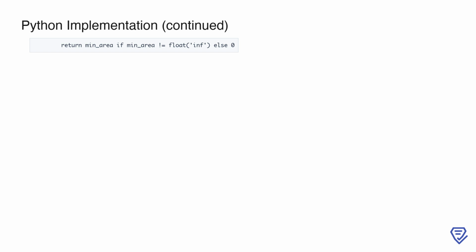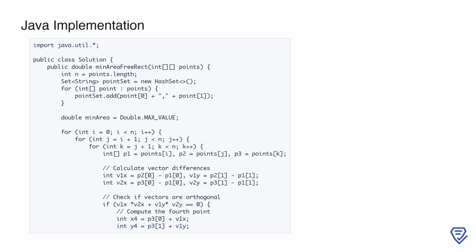To find the magnitudes, we use the square root of the sum of the squares of the vector components. After calculating the area, we update min_area with the smaller value between the current min_area and the newly computed area. Finally, after all iterations are complete, we return the minimum area found. If no valid rectangle was identified, we return 0 as the output, ensuring the function handles cases where no rectangles can be formed. Here, we begin by importing the necessary libraries and defining our class and method.